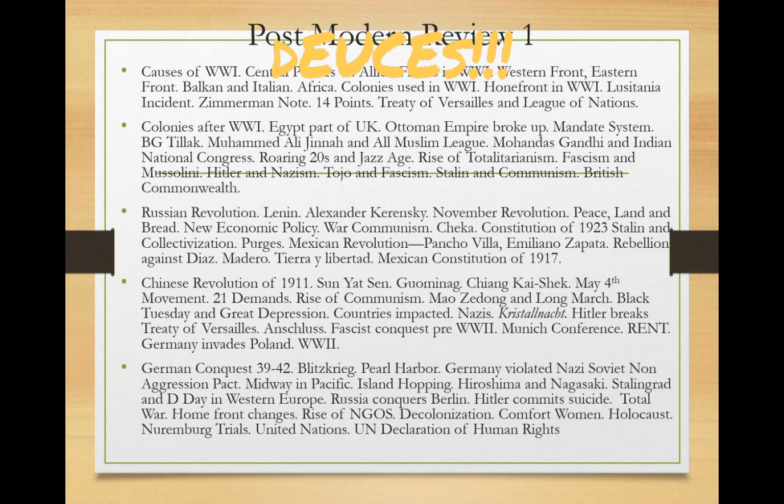The Allied countries will try the major German war criminals in the Nuremberg trials after World War II, and they'll try the major Japanese war criminals in the Tokyo trials after World War II. And this is going to be like the beginning of international courts and international trials for things like crimes against humanity.